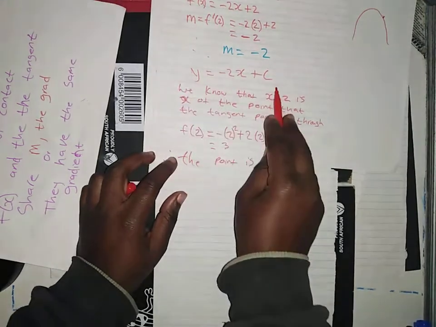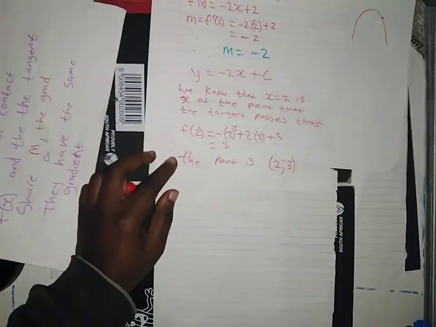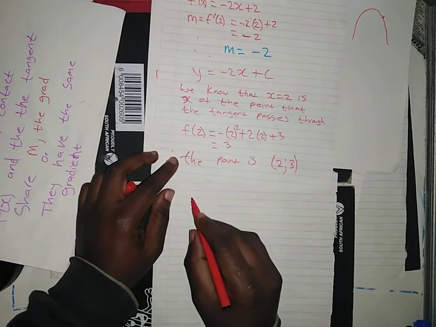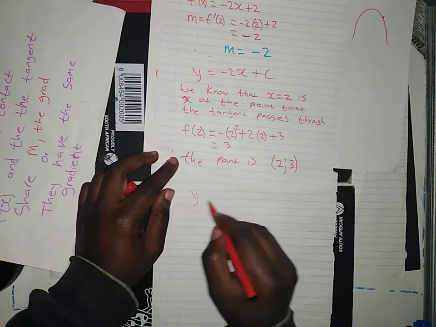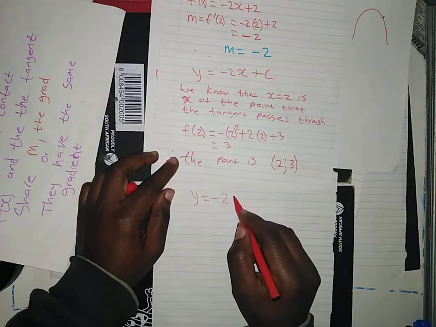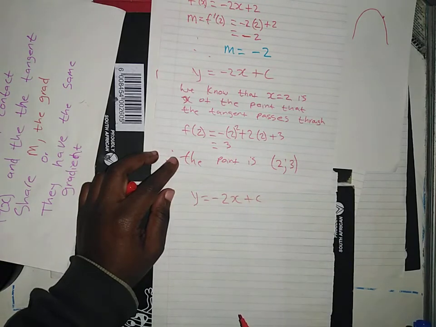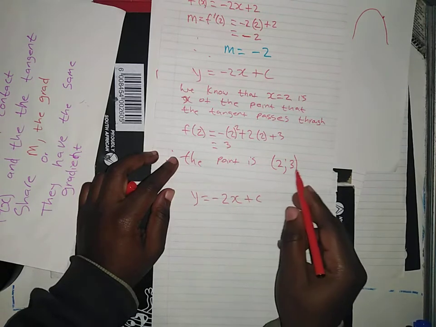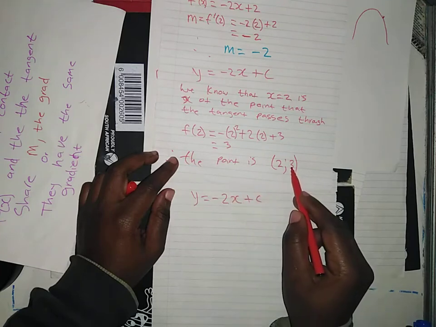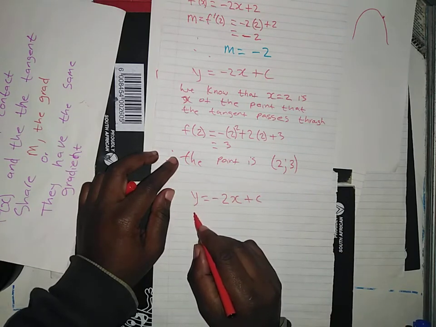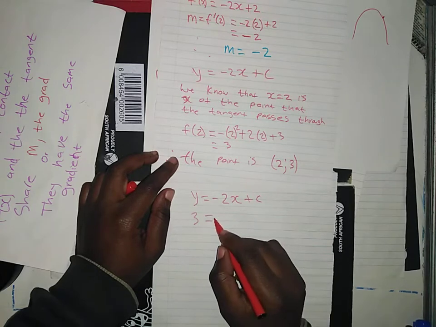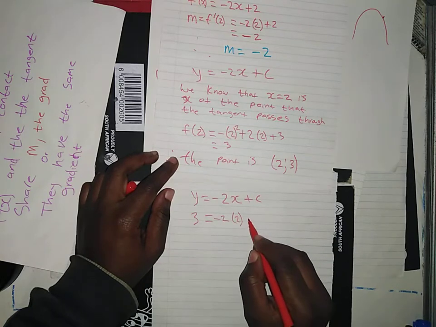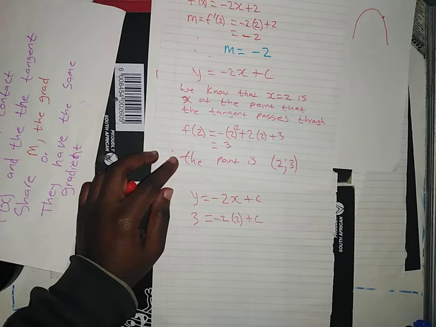Okay, so you've got this incomplete equation of a tangent, and then you've got a point that it passes through. So now what do you then do? You say, okay, you've got y equal to minus 2x plus c, right? And then what you simply do is take this 3 and put it here. So what do you get? You get 3 is equal to minus 2, and then there's a value here, which is 2, plus c. All right?